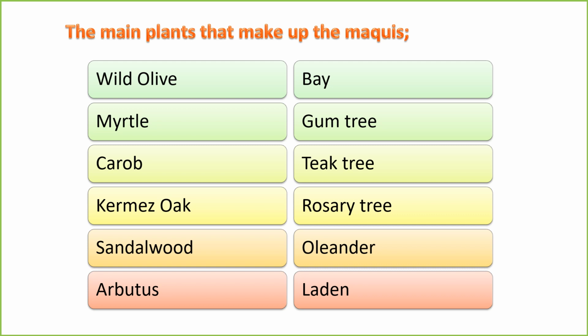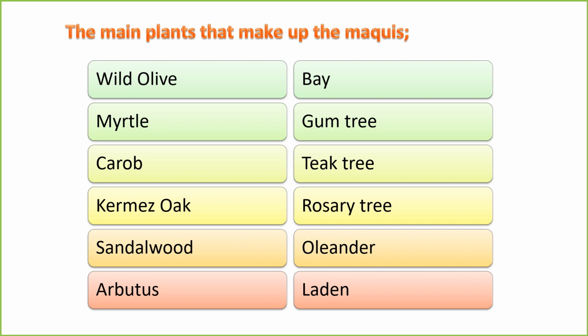4. Kermes oak, Quercus coccifera, an evergreen oak species, often forming dense thickets in the maquis. 5. Sandalwood, Santalum album, a fragrant and valuable tree known for its aromatic heartwood. 6. Arbutus, Arbutus unedo, also called the strawberry tree. It bears edible fruits and has distinctive red bark. 7. Bay, Laurus nobilis, known for its aromatic leaves, which are used as a culinary herb. 8. Gum tree, Pistacia lentiscus, produces resin known as mastic, and its leaves are aromatic. 9. Teak tree, Tectona grandis, known for its high-quality wood, though it may not be native to Mediterranean maquis.